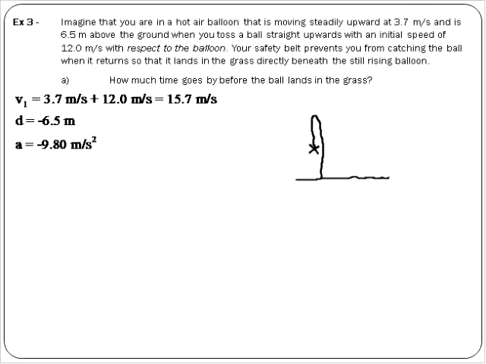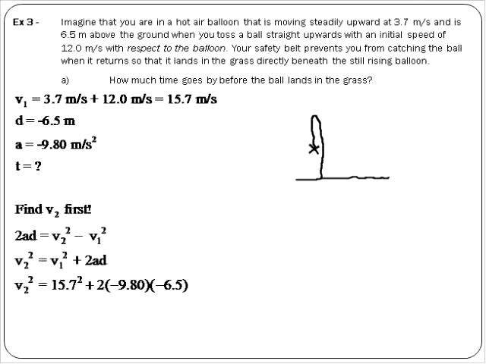The acceleration is negative 9.80 this time because it is a free-falling object. Anything you throw up in the air will always have the same acceleration, negative 9.80. And then we say time is the question mark. So now again, I could say d equals v1t plus a half at squared, and I'd have to use the quadratic formula. Or I could find v2 first. Let's do finding v2 first. So we find v2 first. We use this equation again, straight off the formula sheet. Plug in the numbers, the values that were given, making sure the signs are correct, right? We've got two negative signs there. And when you do that calculation, you get this.